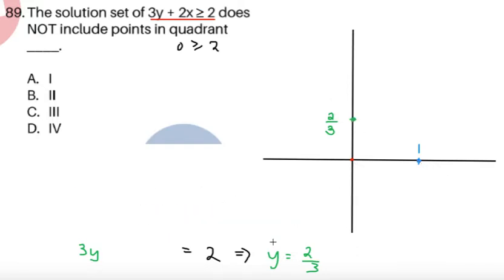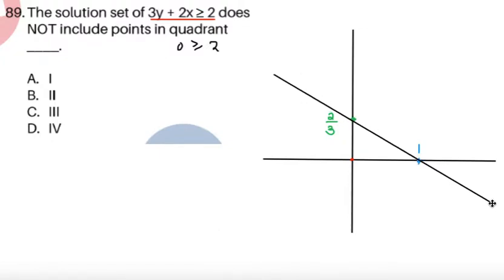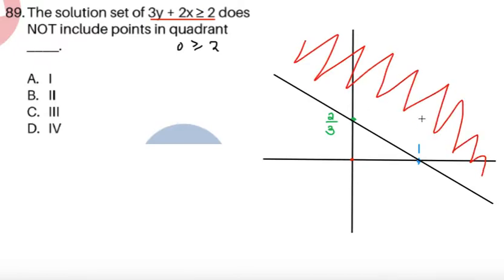So if the origin is not a solution, then the shaded part is not down here, but instead up here. So this will be the shaded region. Now, if the top part is the shaded region, there will be a solution in quadrant 1, a solution in quadrant 2, and a solution in quadrant 4 over here. So the only quadrant that there are no solutions in is quadrant 3. So we can have choice C for our answer.